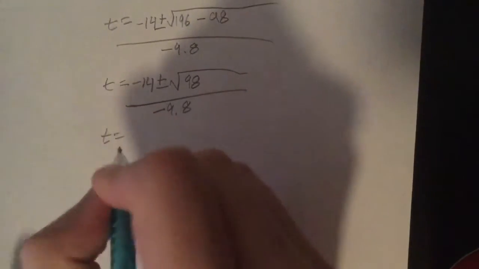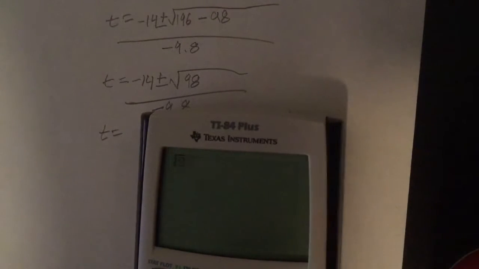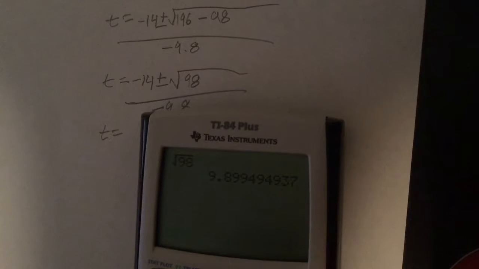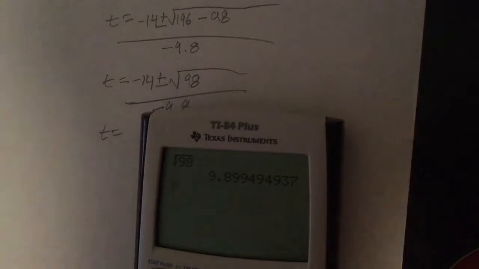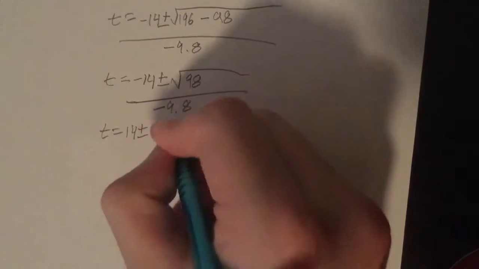So now we can find the square root of 98 here. Second, x squared gives us the square root of 98, hit enter. 9.89949. We're just going to stop there. How much should we go by? I think 4 decimal places will be good enough. So 9.8995. Let's leave it there. So we're going to have 14 plus or minus 9.8995 divided by negative 9.8.